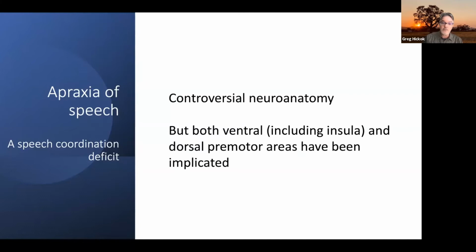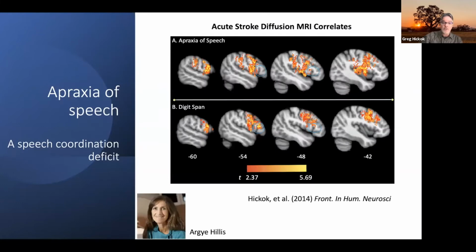What I do want to do is point out that both ventral, including insula, there's debates about that, anterior insula, and dorsal premotor areas have been implicated in different studies. Here's one representative study that I was involved with, R.G. Hillis's group, that mapped apraxia of speech, that's this top row here, in acute stroke using diffusion MRI.